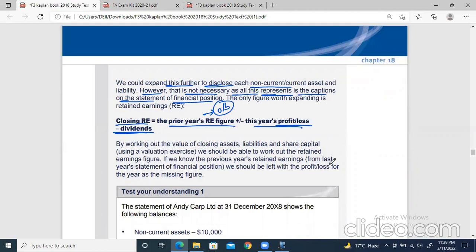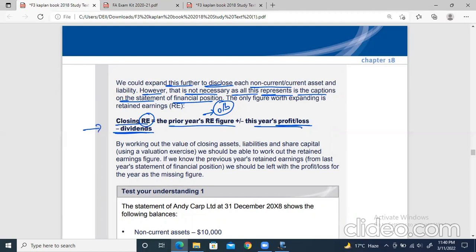That formula is the closing retained earnings, right? This is not the capital. Retained earnings is basically a separate figure, right? So I would not say this is much important over here.